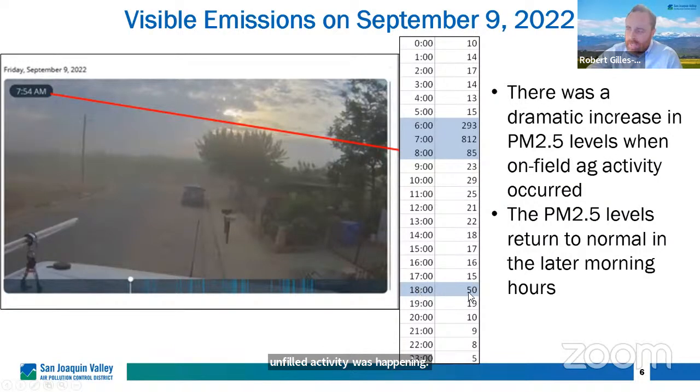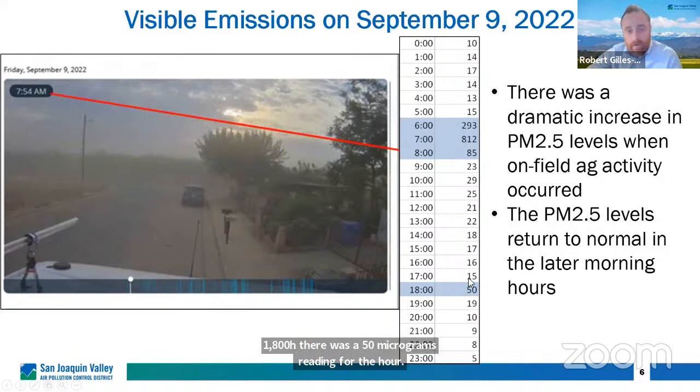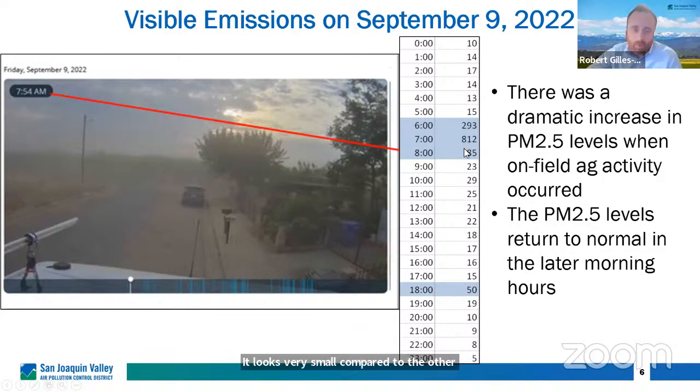And I'll note again that there is a little bit of a second spike on the same day where, at 6 p.m., at the 1800 hour, there was a 50 micrograms reading for the hour. It looks very small compared to the other readings that were recorded earlier in the morning, but compared to the hours that are leading up to it and then the hours afterwards, it is also an elevated concentration.